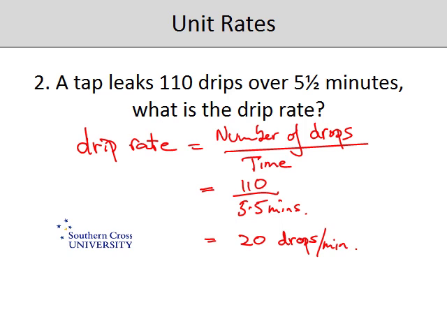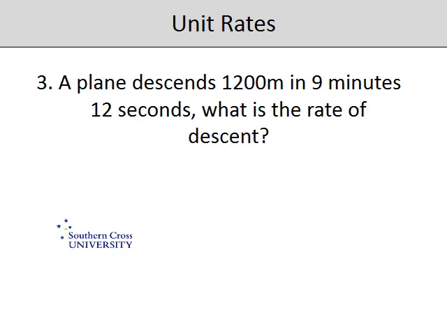Notice that we don't have a unit for drops, so we just use the concept that we're discussing. Third one, we have a plane descending 1,200 metres in 9 minutes, 12 seconds. What is the rate of descent?